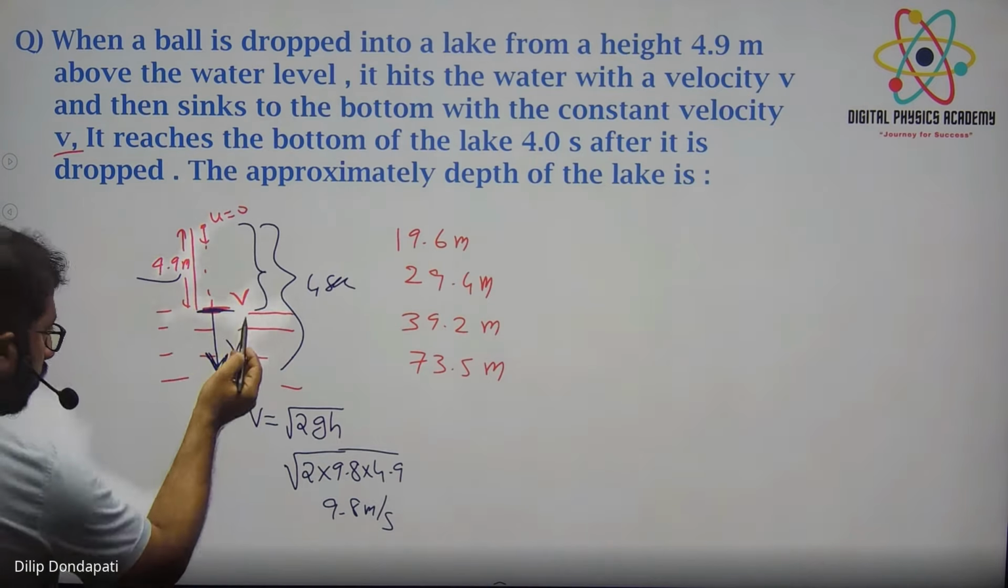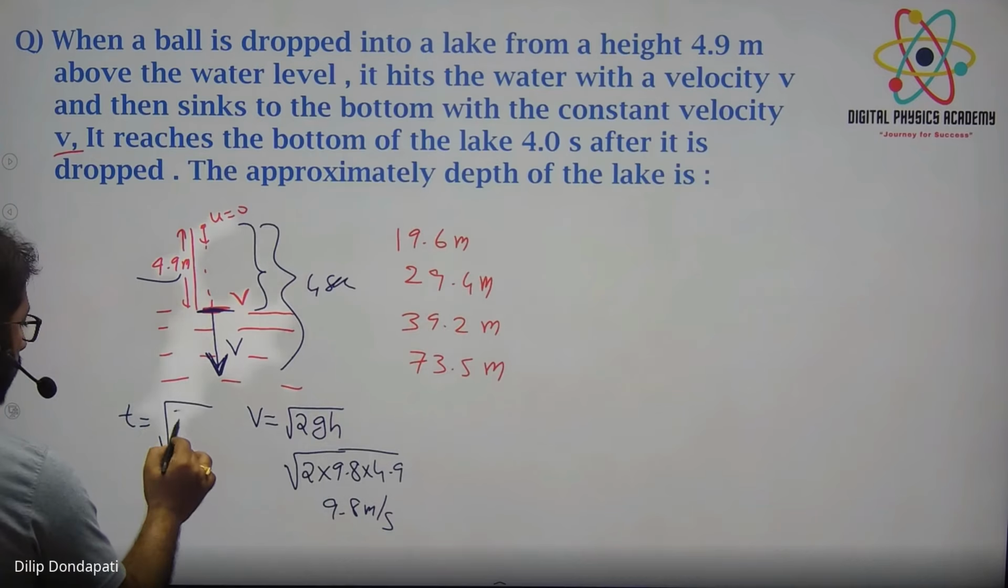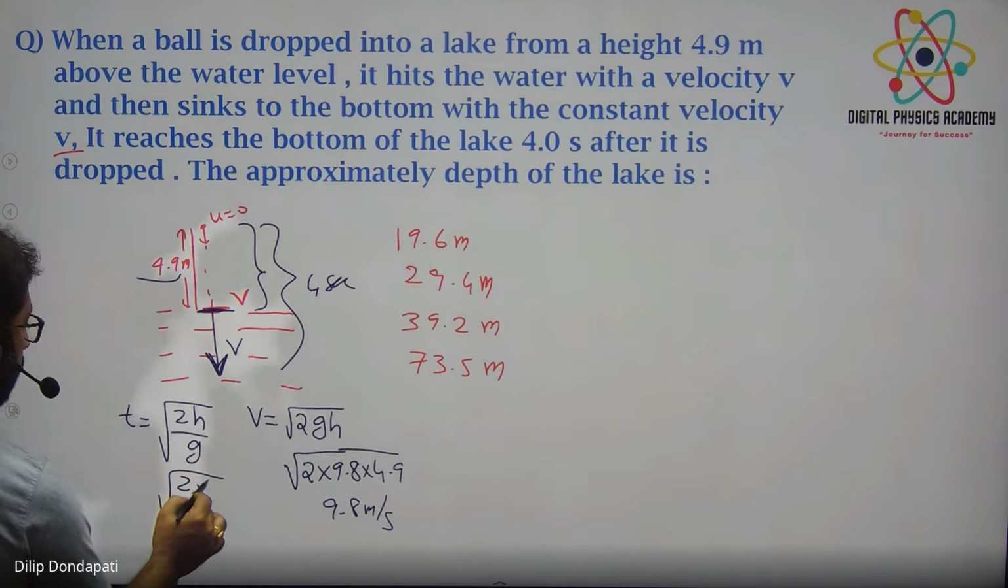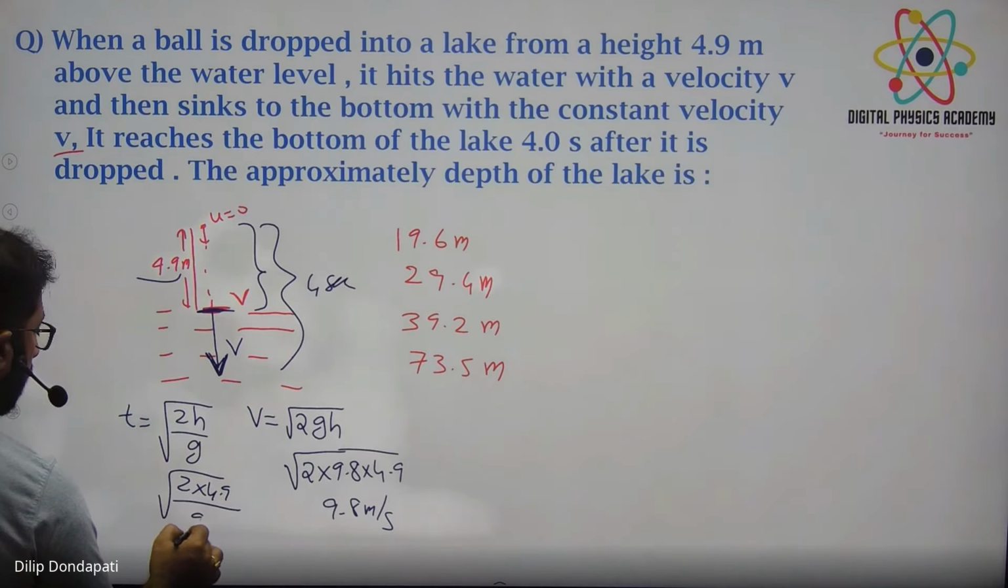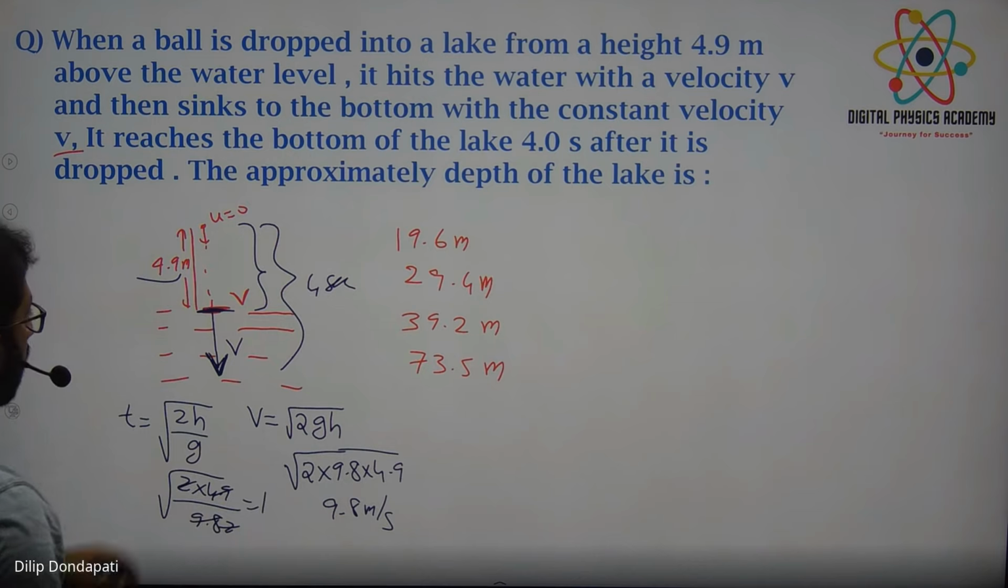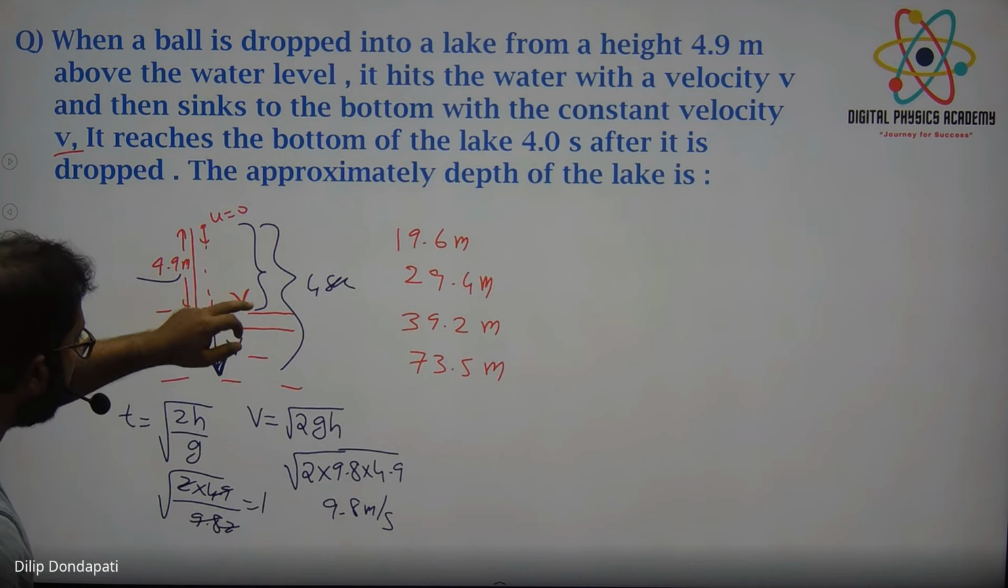Velocity came. Now how much time is taken to fall here? Because we will use that here. The formula for time is under root 2h by g. So under root 2 into h, which is 4.9 by 4.9, 9.8 by 9.8. So it will be 1 second. That means falling from here to here takes 1 second. Then from here to here, how many seconds? 3 seconds.